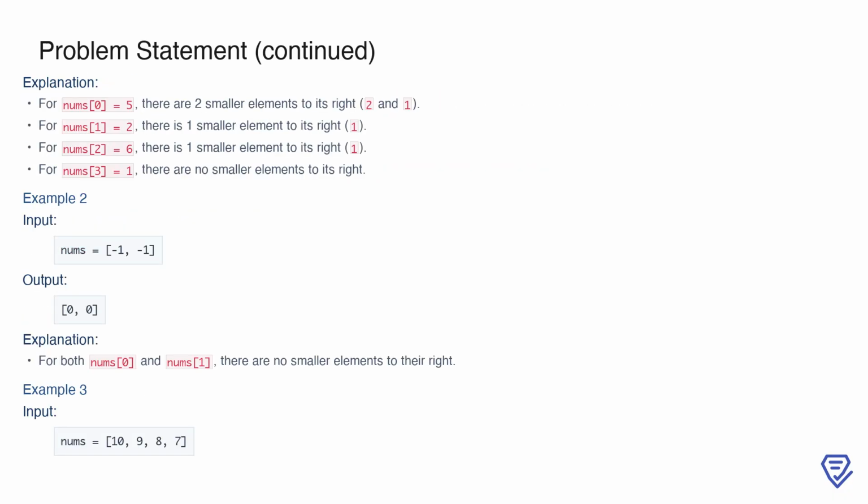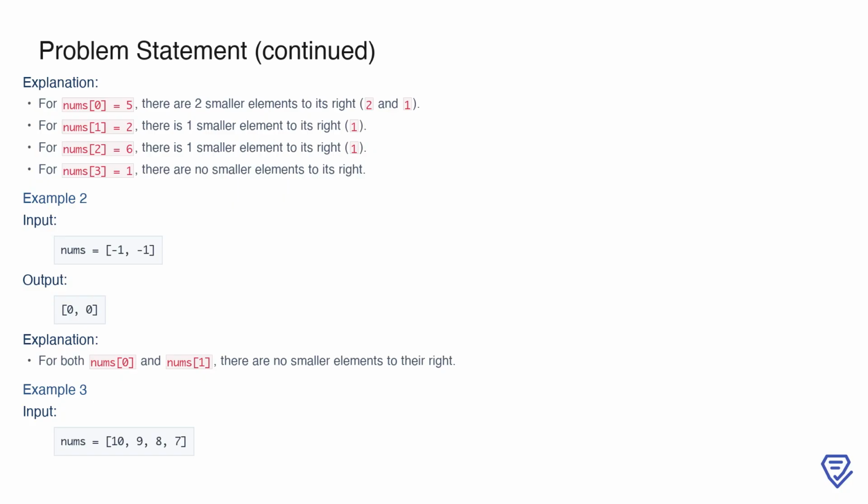Now, to further elaborate, consider the provided example where nums is 5, 2, 6, 1. For nums[0], which is 5, two smaller numbers exist to its right, 2 and 1. For nums[1], the value is 2, and the only smaller element to its right is 1. When we look at nums[2], which is 6, there is again one smaller element to its right, which is 1. Finally, for nums[3], which is 1, there are no smaller elements to its right. Hence, the output becomes 2, 1, 1, 0.